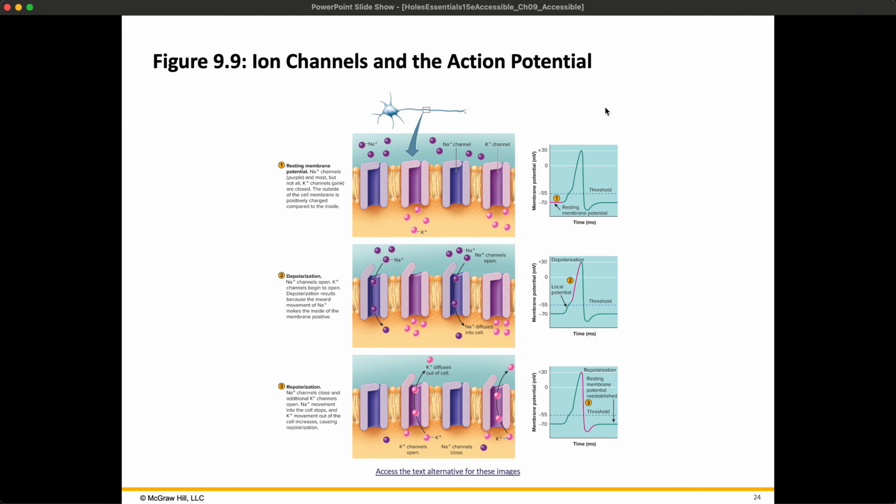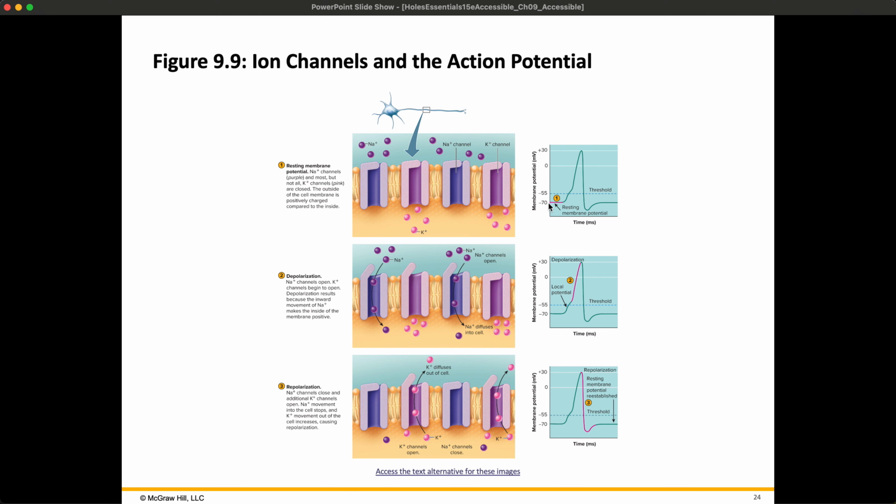So here is a picture of that, and there are videos on your Connect website. This can be pretty confusing if you're having trouble picturing it. Watch some of those videos to try and understand this. So 3 phases. First, we have a cell at resting membrane potential. Then we have the depolarization phase, and then we have the repolarization phase.